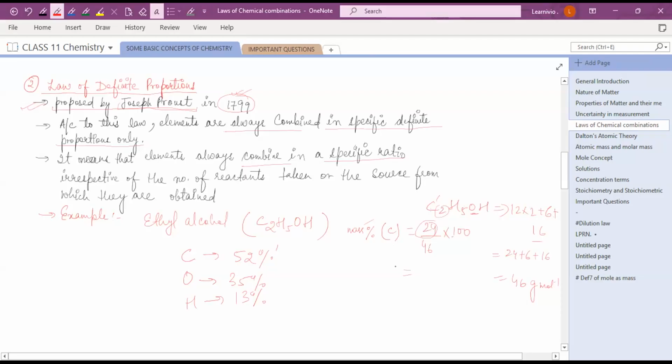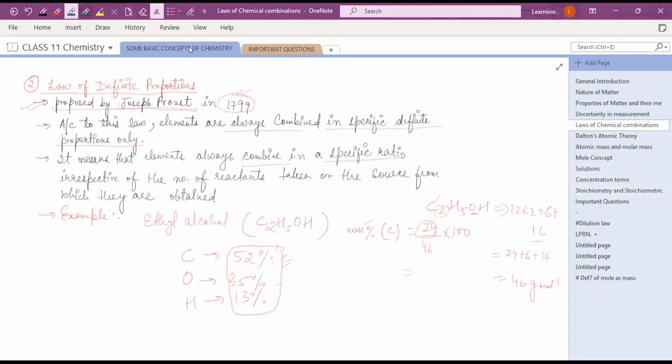I don't understand how you get the mass of carbon. How this value came, I will explain. These values are given in NCERT: 52%, 35%, and 13%. What is the formula for getting the mass percent? We will do it in the concentration terms. Concentration terms we have not studied yet.